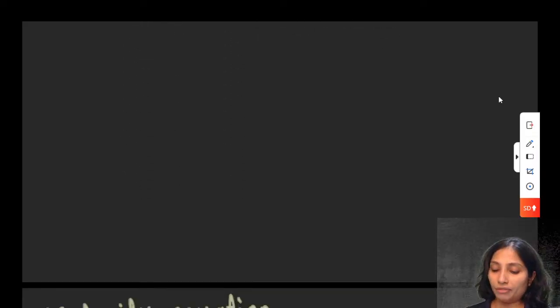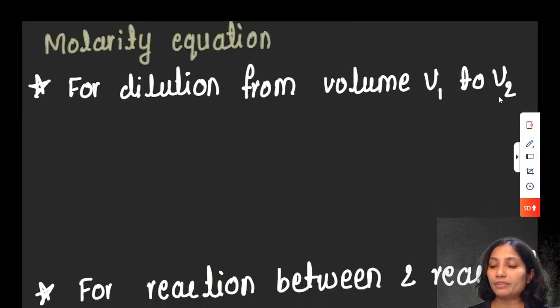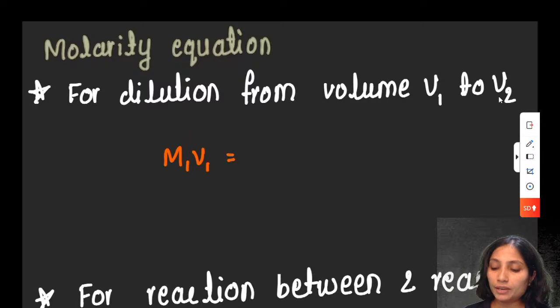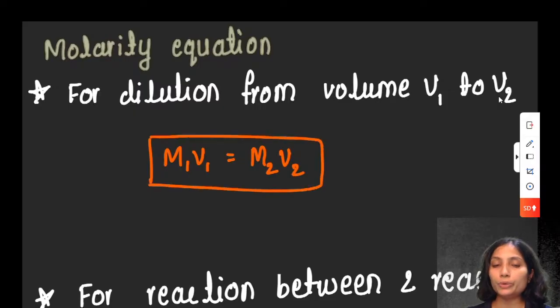We have a formula for that, that is the molarity equation. If we dilute from volume V1 to V2, then we can write the equation as M1 V1 is equal to M2 V2. For dilution, which equation do we use?